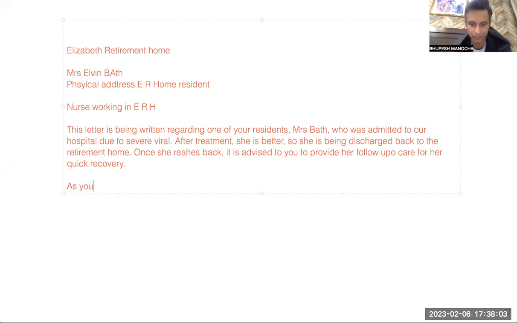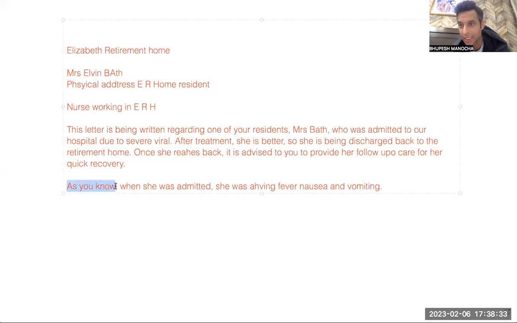As you know, when she was admitted, please try to understand this line is very important. You always commit this mistake. As you know, when she was admitted, she was having fever, nausea, vomiting, whatever you want to say. But you put a full stop. This is wrong. Because you started a sentence with as you know, it can never end without so. That means there can never be a full stop unless you write this thing.